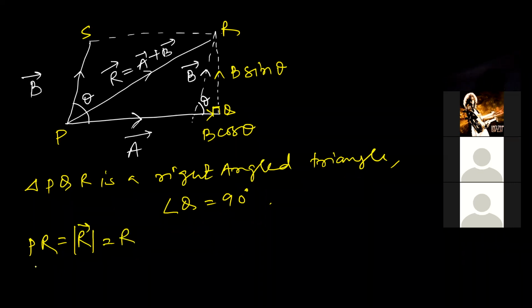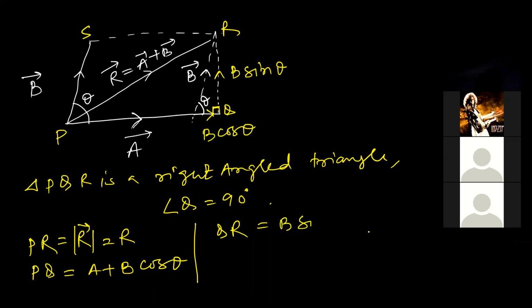Along the base, here the base is actually PQ. In this case, I can say it is A plus B cos theta, the total components that are working along the base. And the perpendicular is QR. Here QR is equal to B sine theta. Up to that, is it clear?